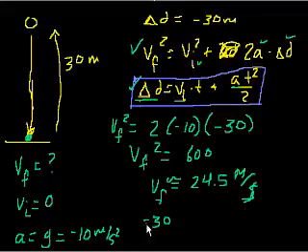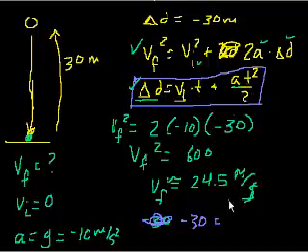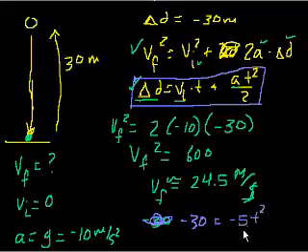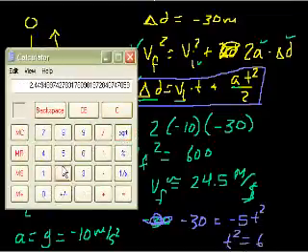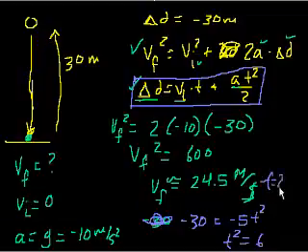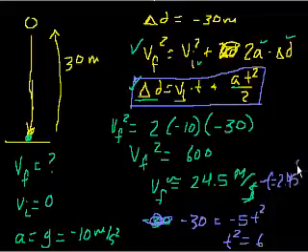Minus 30 is equal to the initial velocity, which is 0, so the initial velocity times anything is 0, so this term cancels out, plus A t squared over 2. So what's A? A is minus 10. Minus 10 divided by 2 is minus 5, so it's minus 5t squared. And so you divide both sides by minus 5, and you get t squared is equal to 6. And once again, use the trusty calculator. The square root of 6 is roughly 2.45 seconds. T is equal to 2.45 seconds.